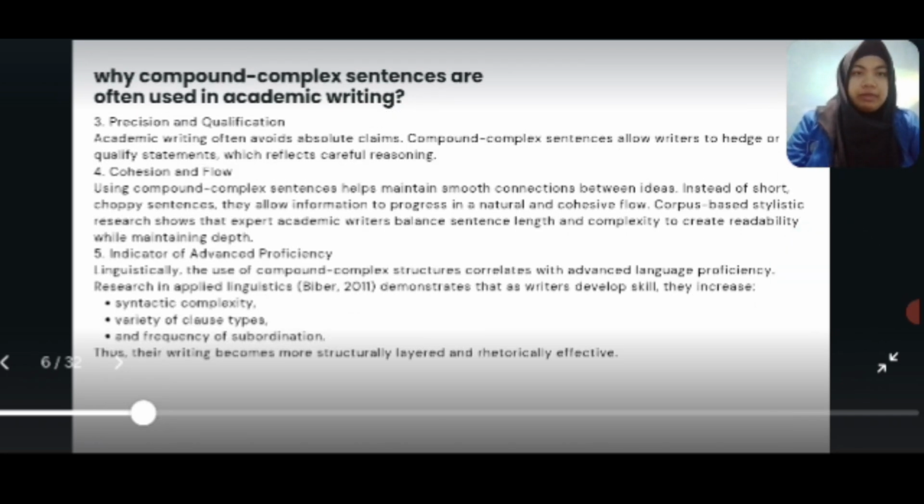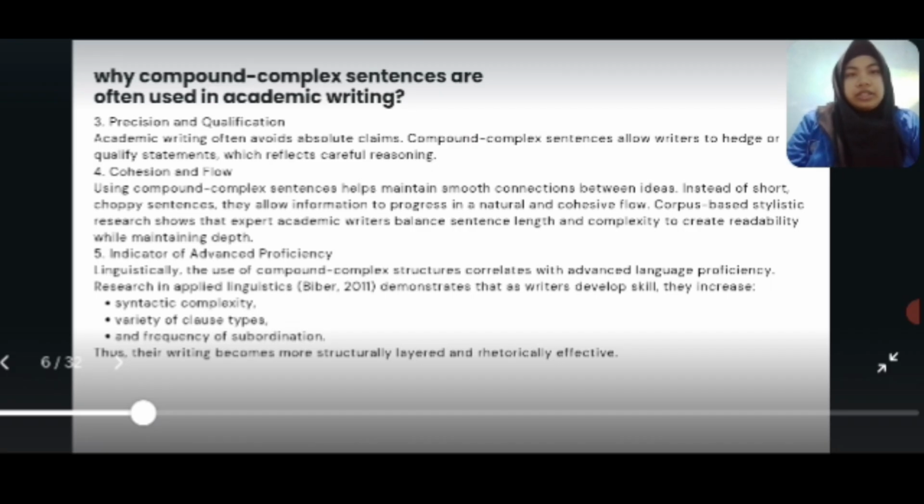And then precision and qualification. Academic writing often avoids absolute claims. Compound complex sentences allow writers to hedge or qualify statements, which reflects careful reasoning. And then there's cohesion and flow. Using compound complex sentences helps maintain smooth connections between ideas. Instead of short, choppy sentences, they allow information to progress in a natural and cohesive flow. Corpus-based stylistic research shows that expert academic writers balance sentence length and complexity to create readability while maintaining depth.